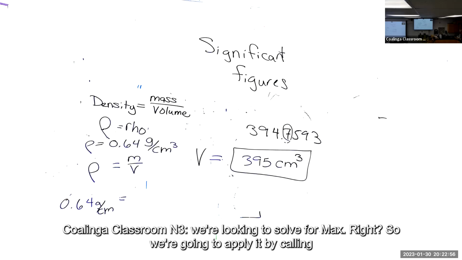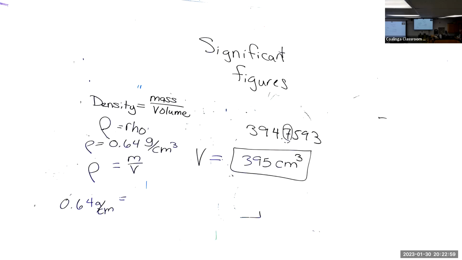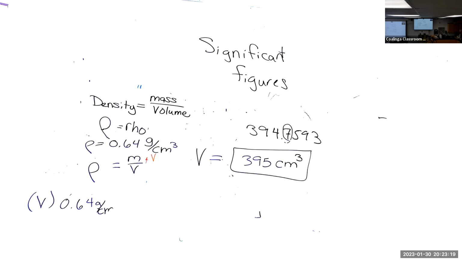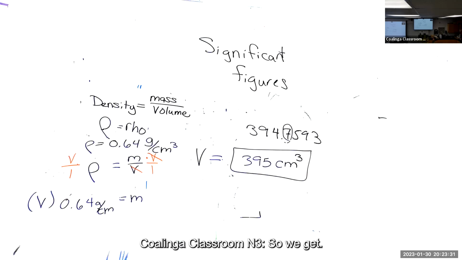We're looking to solve for mass, right? So we're going to multiply it by the volume, which we're given here. So we plug that in, and that's going to give us our mass. You guys remember, back from algebra, to get rid of volume on this side, we multiply this side by volume. So the volume cancels out, and we're left with just the mass. And so we get volume times density.